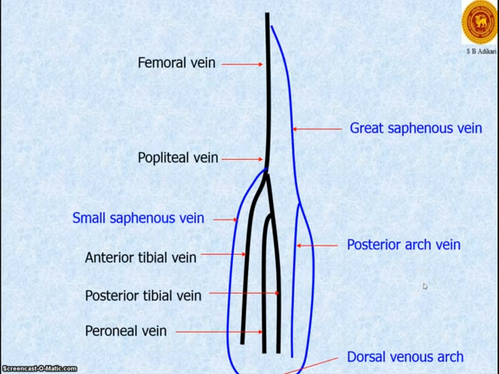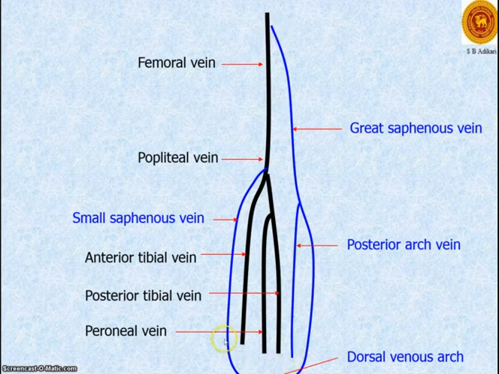If you draw the superficial veins and the deep veins together, this is the picture you get. You get the great saphenous vein starting from the dorsal venous arch, traveling on the medial aspect of the leg and the thigh, and entering the femoral vein in the upper end of the thigh after passing through the saphenous opening of the fascia lata.